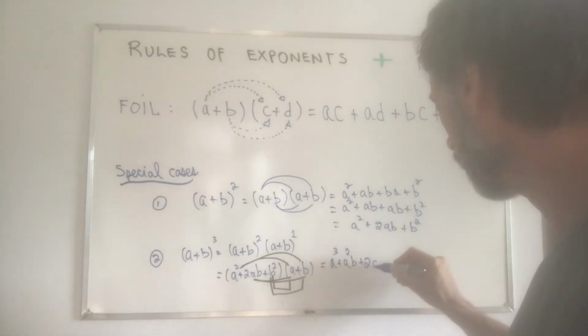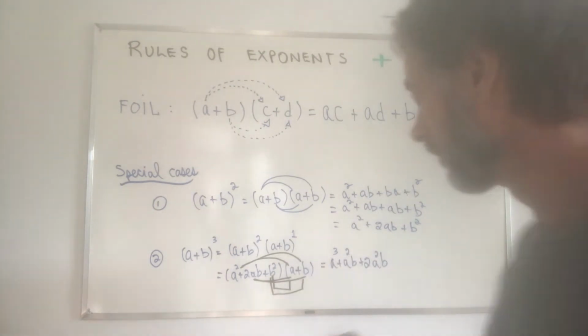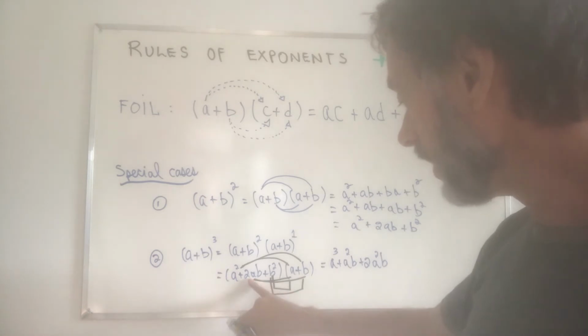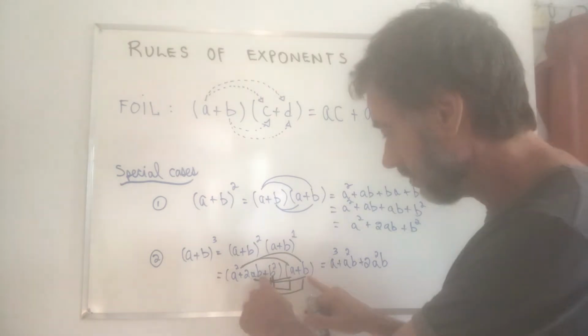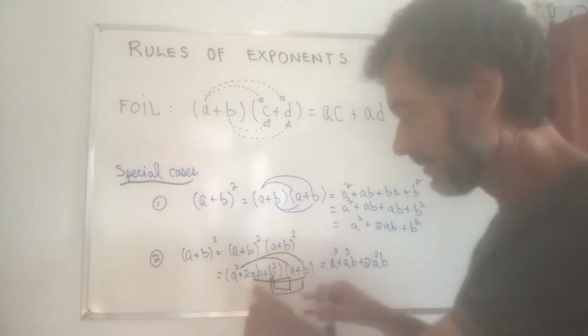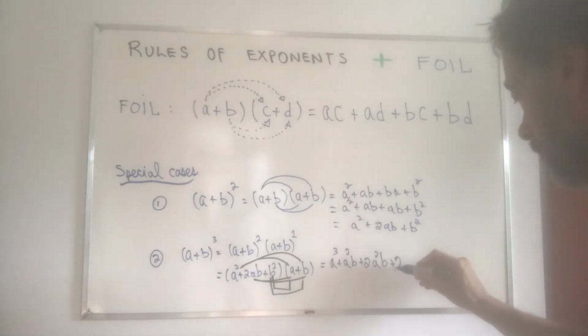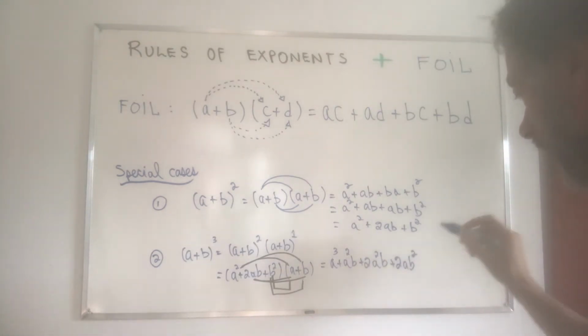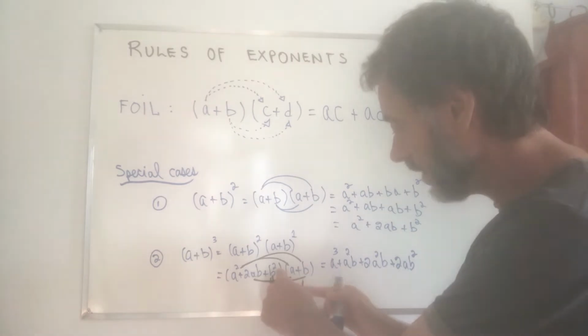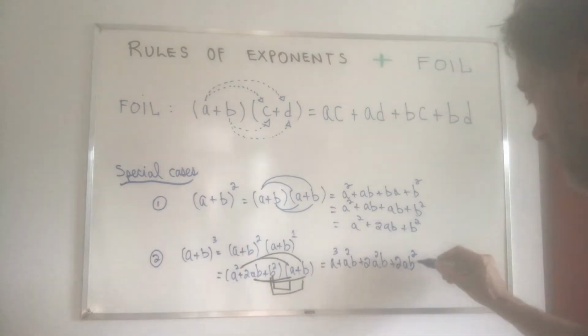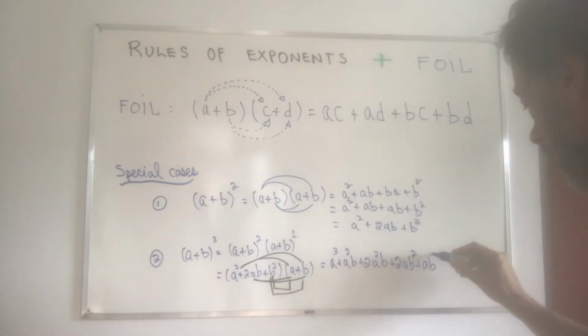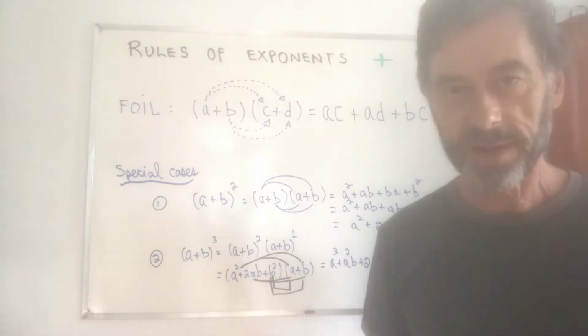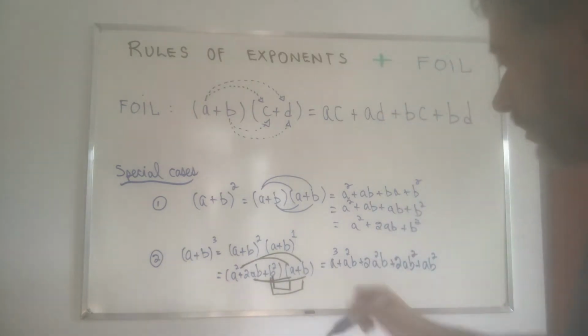So 2a squared b. And then I got 2ab times b. B times b, b squared. So plus 2ab squared. Looking good. Last term, b squared times a. Well, that's the same thing as ab squared, right? Again, multiplication is commutative. I can switch them around when it's a multiplication.